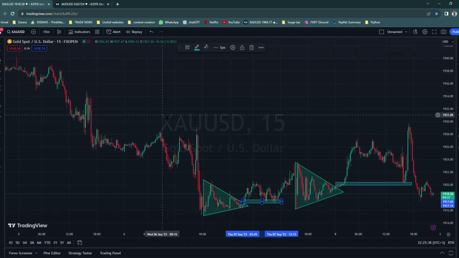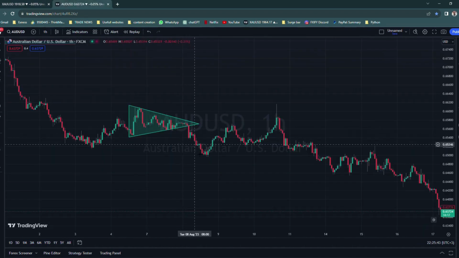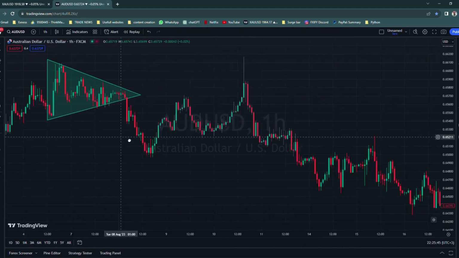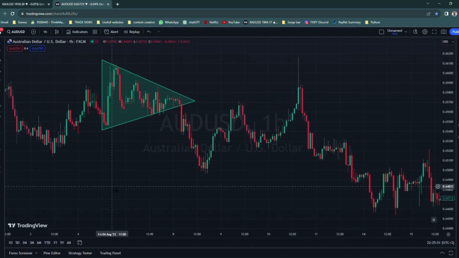So let's look at other currencies and see. I've already spotted one on AUD USD. As you can see right here, there was a symmetric triangle. This is a 1 hour chart on AUD USD, on the 4th and 7th of August, which was a Friday and Monday. You can check that for yourself on the 1 hour chart.